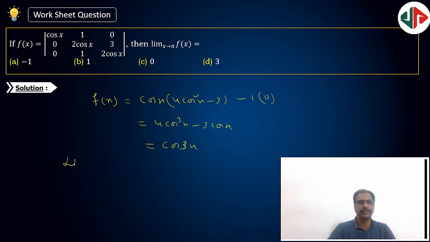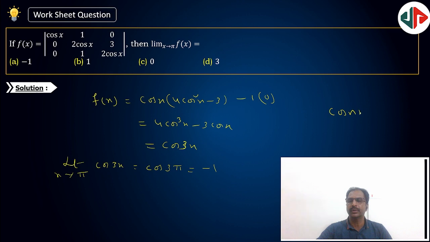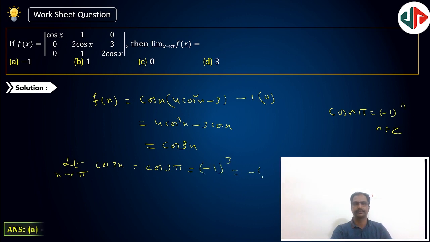And what is required? Limit x tends to pi f of x. F of x means cos 3x. Put x is equal to pi, you will get cos 3 pi. Cos 3 pi is minus 1 because cos n pi is minus 1 whole power n, where n is any integer. So here cos 3 pi is minus 1 whole cube, which is minus 1. Option A.